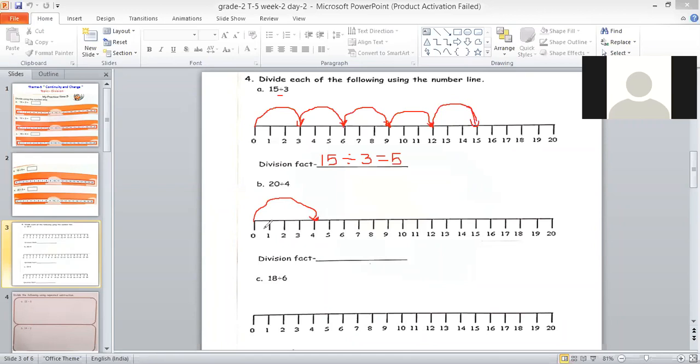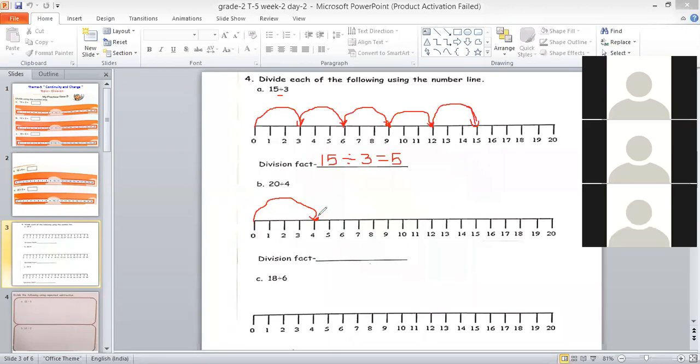Dhriti Reddy, after 4, what will the next number be? Dhriti? Dhriti Reddy is not there. Devansh, you tell me what the next number will be. Devansh? Devansh is also not there. Kartika Nalla, are you there?